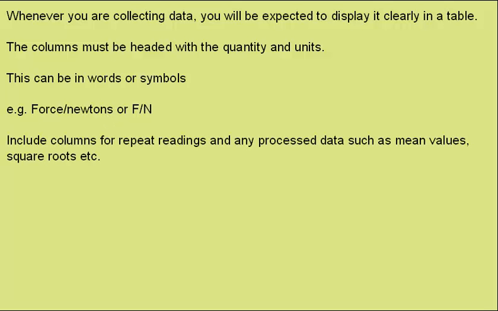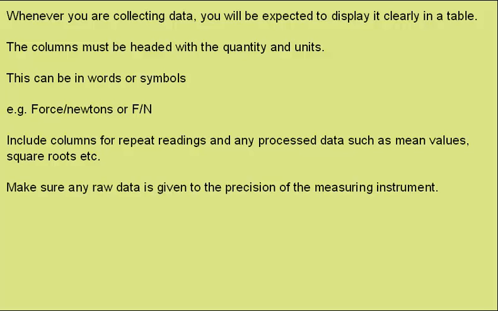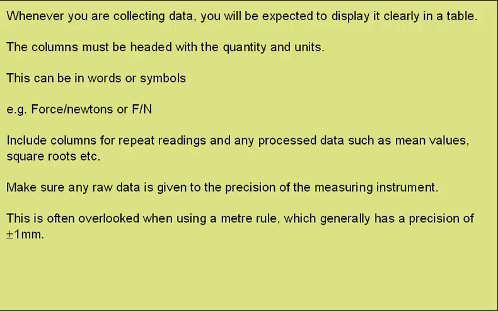Include columns for repeat readings and for any process data, such as mean values, square roots, etc. Make sure any raw data, that's data that you've actually measured, is given to the precision of the measuring instrument. This is often overlooked when using a metre rule, which generally has a precision of plus or minus 1 millimetre.